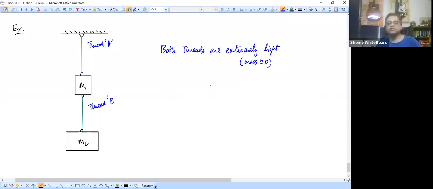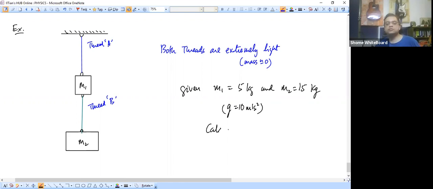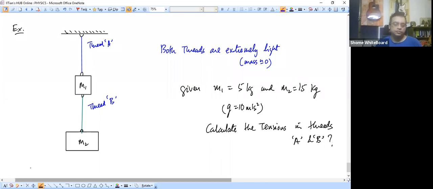So given that the blocks are of mass 5 kilograms and 15 kilograms, and g is equal to 10 meters per second square, we have to calculate the tensions in the threads A and B. Okay, just work this out, people. Should be fairly easy.